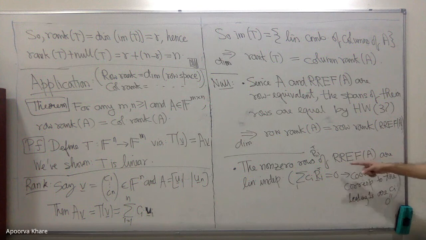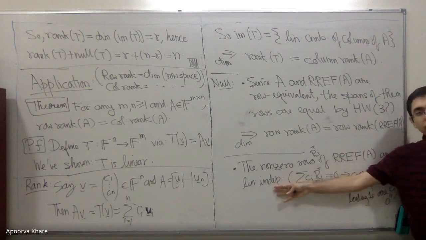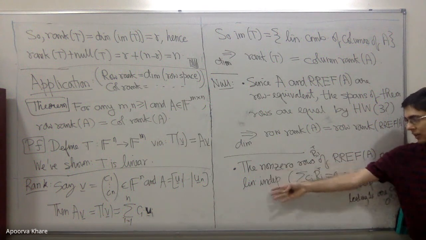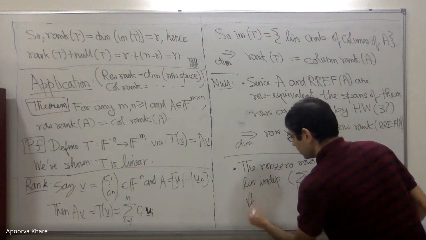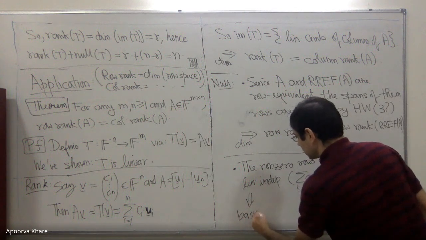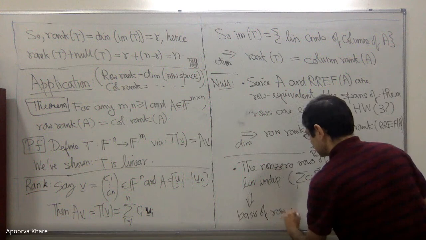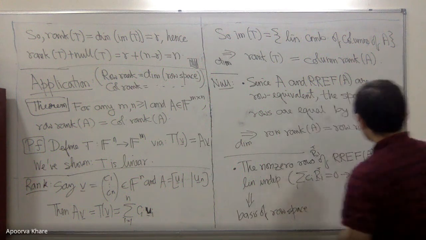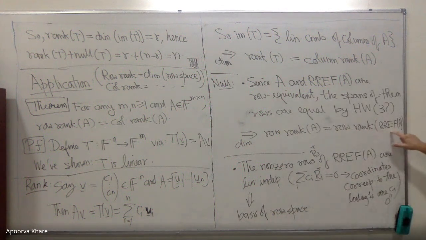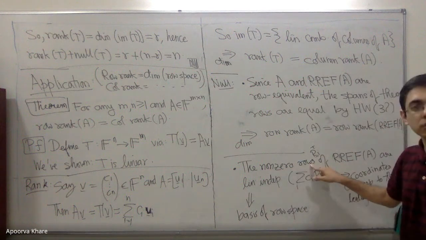So now because of this, the non-zero rows are linearly independent, and every other row is zero. So these are therefore a basis of the row space. But what does that mean? It means that the row rank here is exactly the number of non-zero rows.